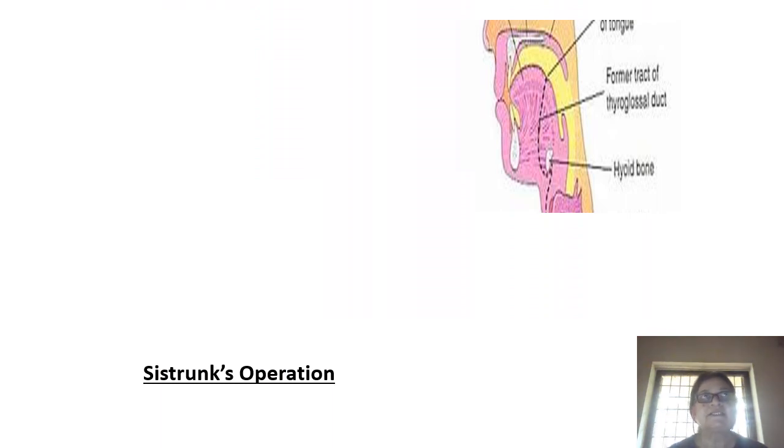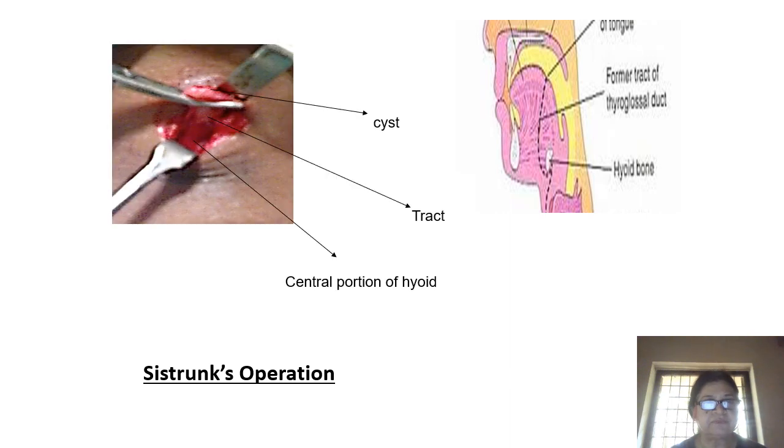Now, excision of the cyst. Let me explain. The cyst was somewhere here. When you excise, you need to excise the central portion of the hyoid. I am not telling the whole hyoid bone, but the central portion of the hyoid, about 1 centimeter total width. You have to excise that. That is known as Sistrunk's operation.